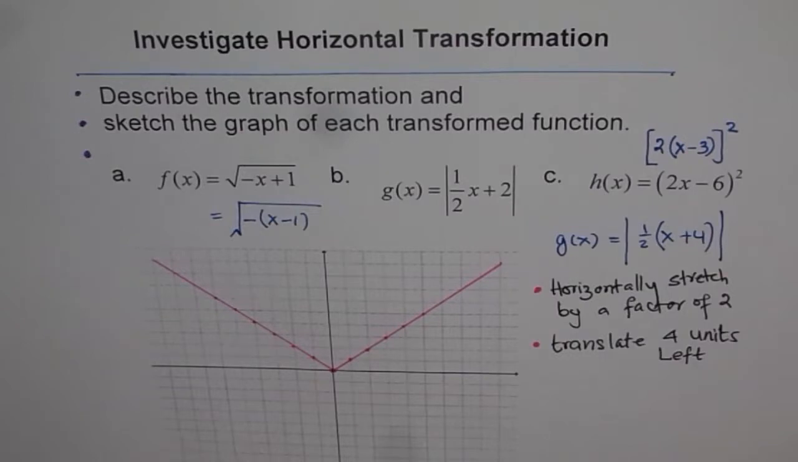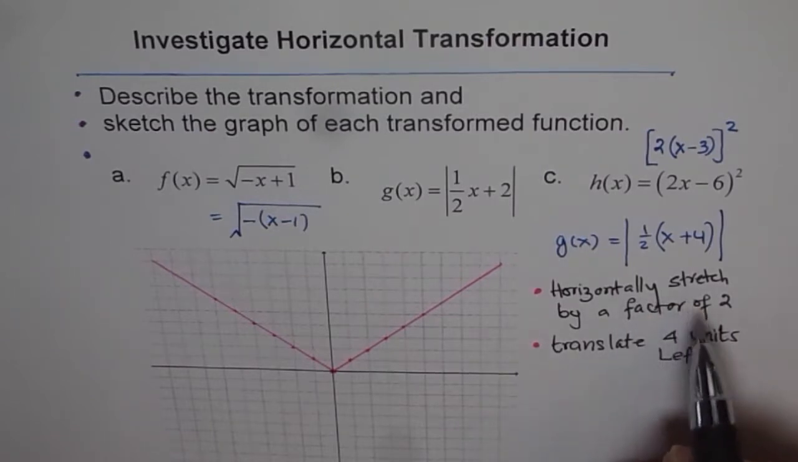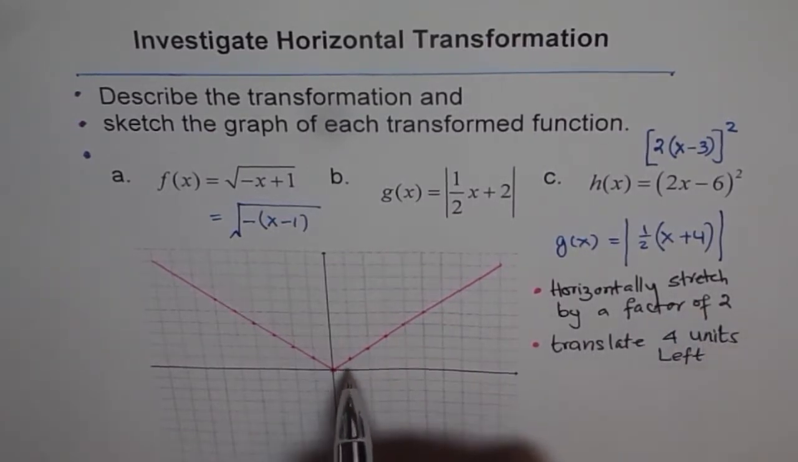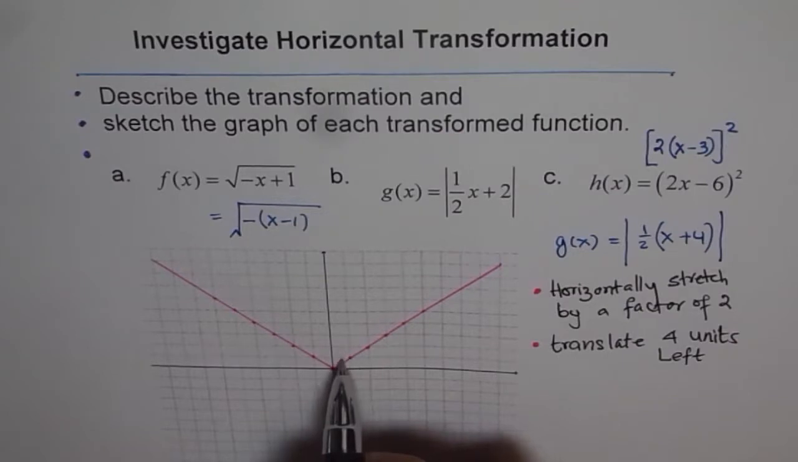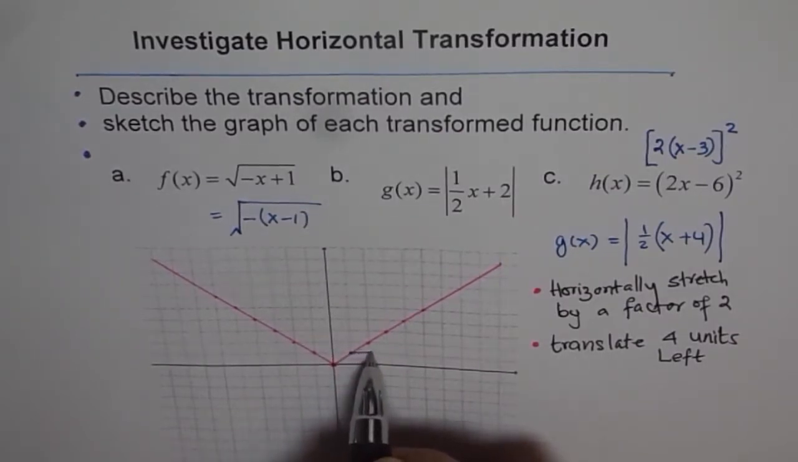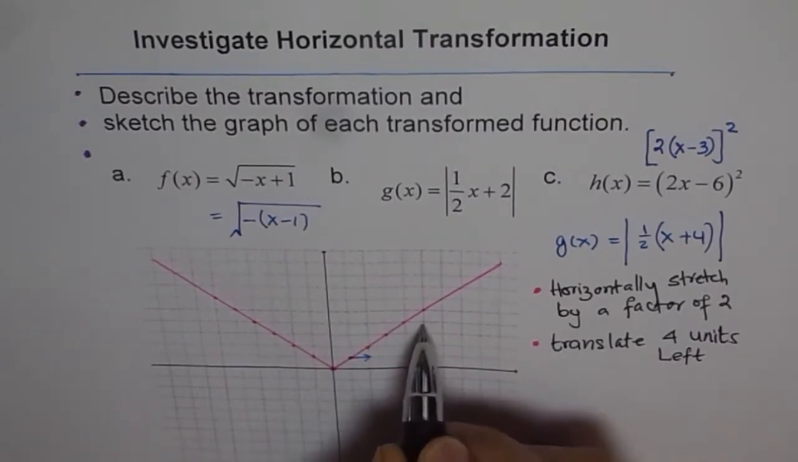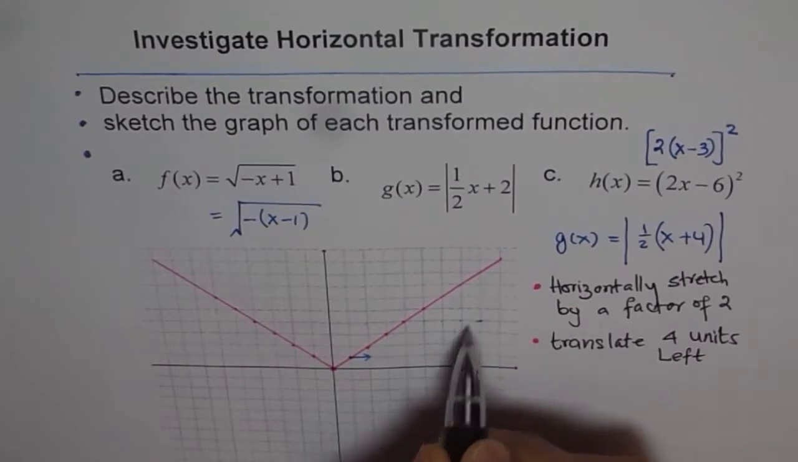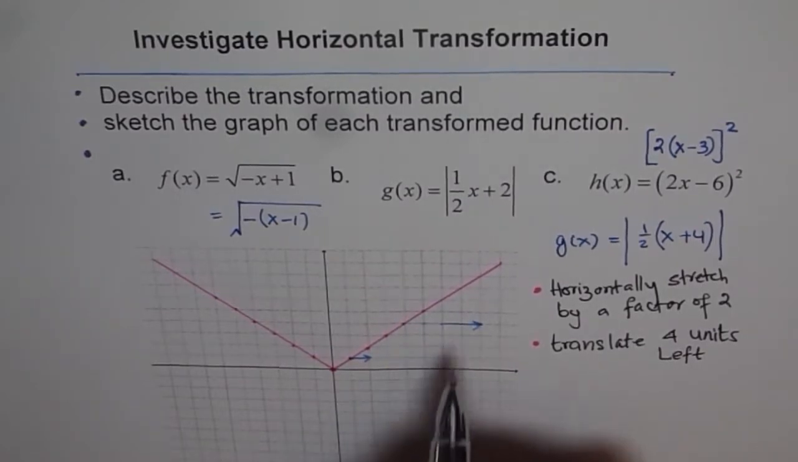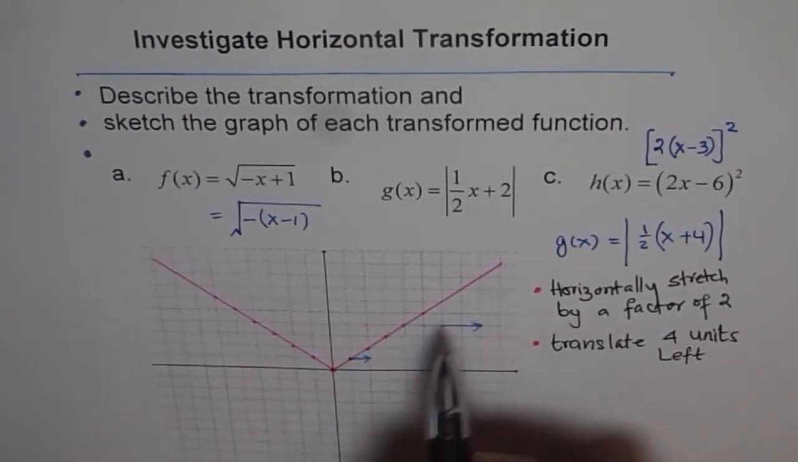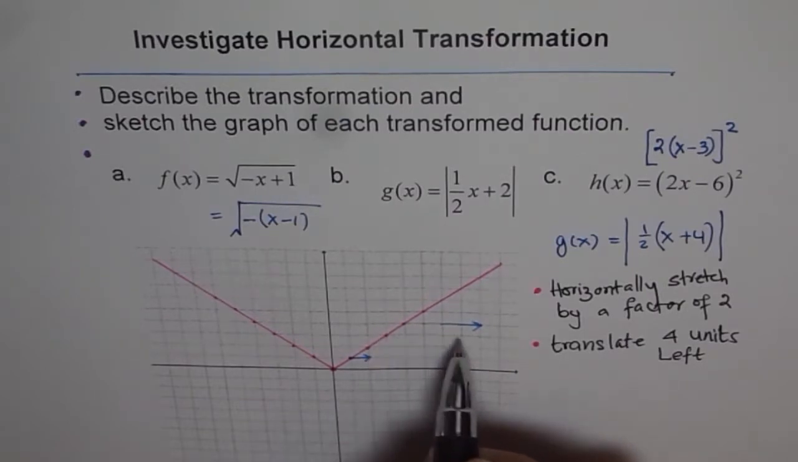Now graphically, what we will do is horizontally stretch by a factor of 2. That means these points will go away outside twice the value. It is at 1, so it will go 2 units. So this will come here, 2. We can select this point, 1, 2, 3, 4, 5, 6, 7, 8. So this point is going to land here. Do you see that? Like that, all these points are going to go twice the distance away.